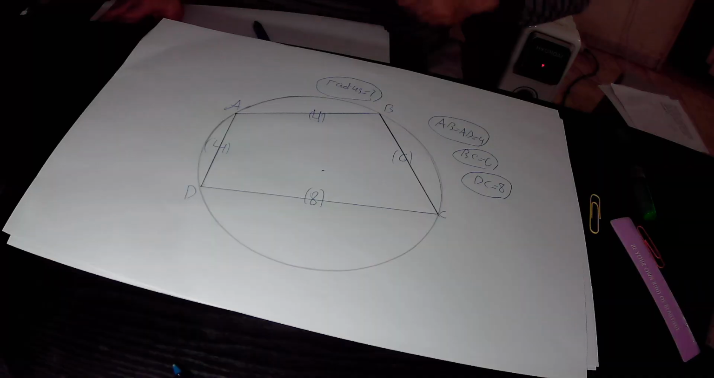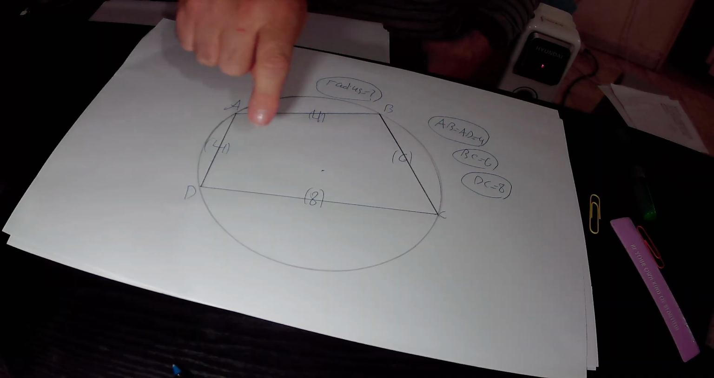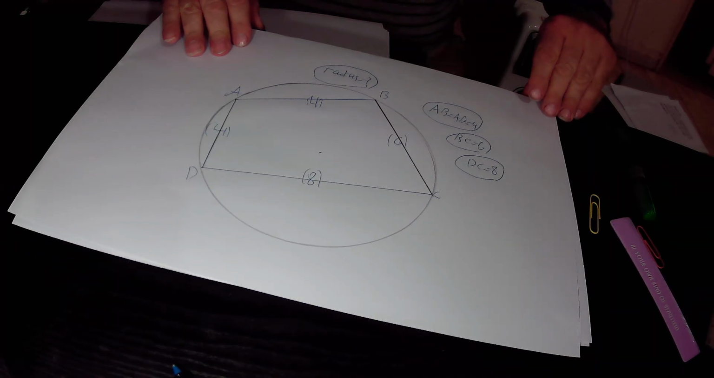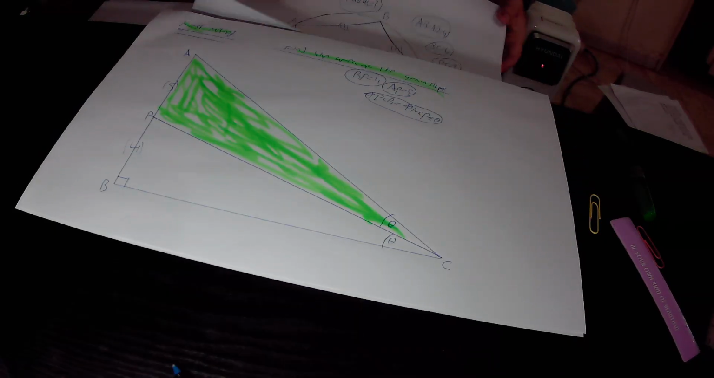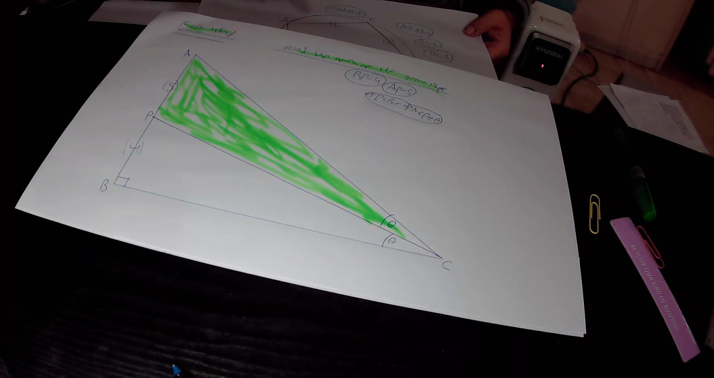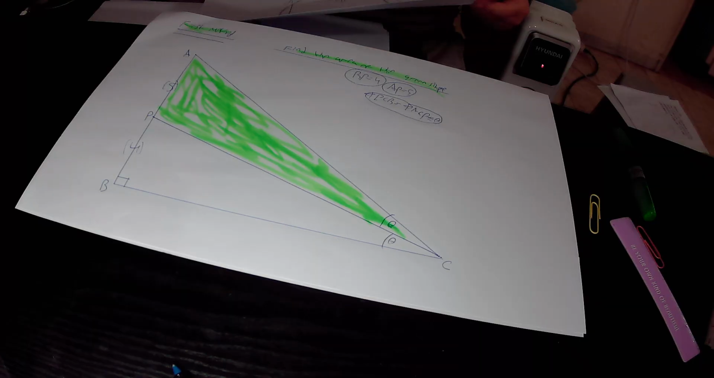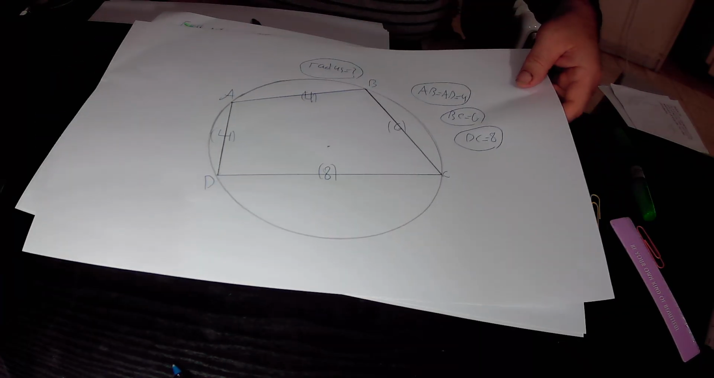Hello, in this lecture I will answer two questions. In the first question, we find out the radius of this circle, and in the second question, we will find out the area of this green shape using two different methods. So we start with the first question.